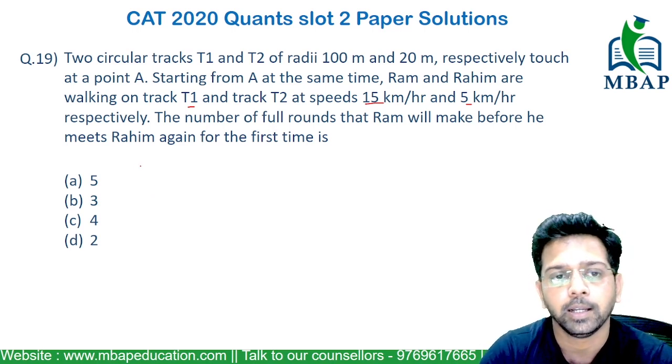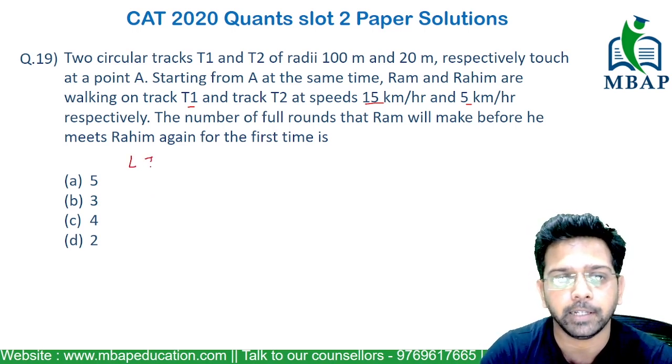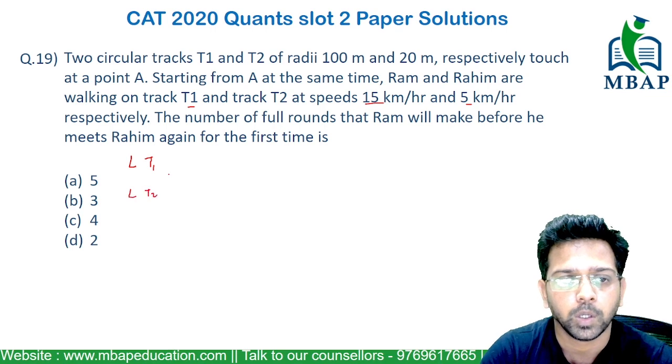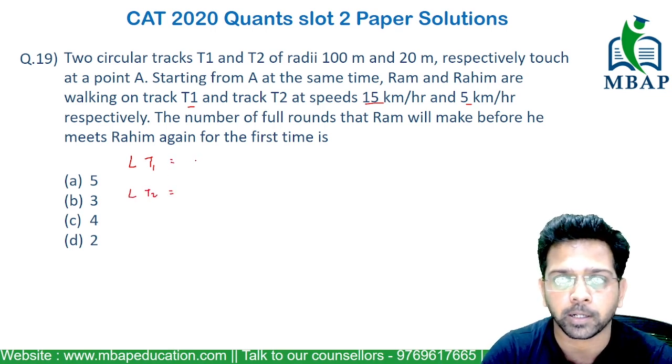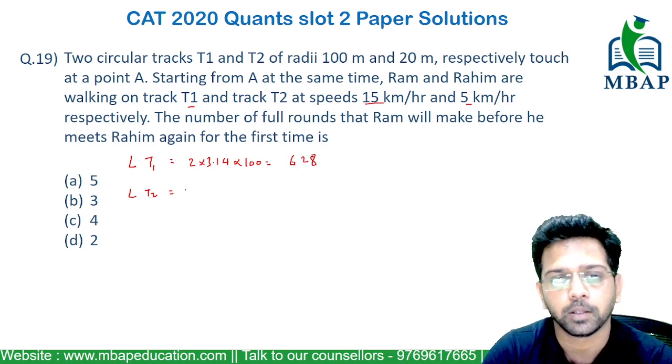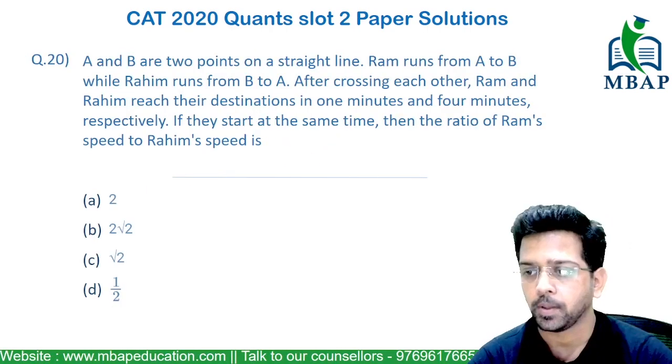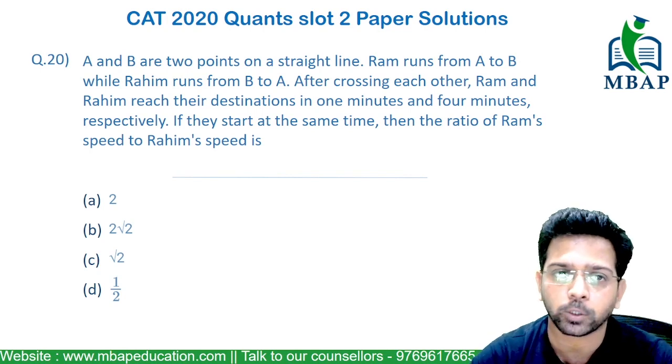Good question. Let's start with finding the length of T1 and the length of T2, which is basically my circumference in the ratio of 2 pi r1 by 2 pi r2. This will become 2 into 3.14 into 100. This value will come out to be 628. Next is 2 into 3. Let's look at the next question again on time, speed and distance.